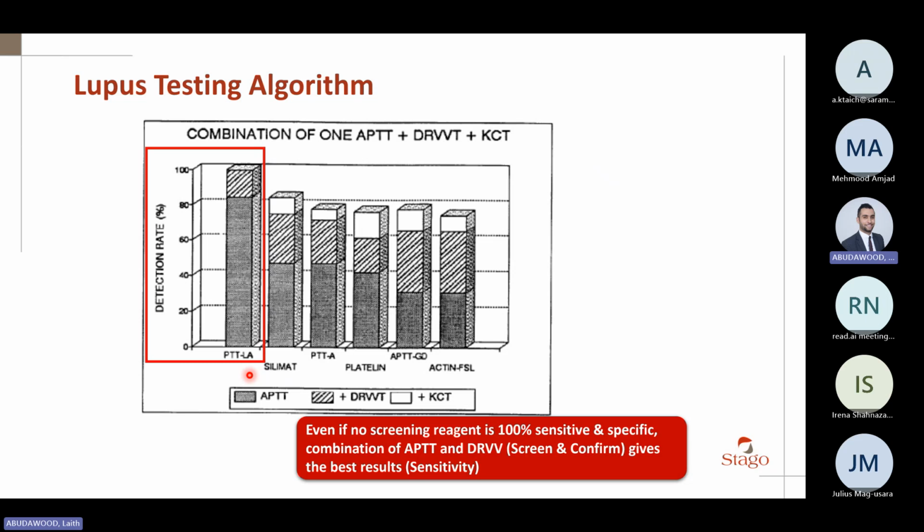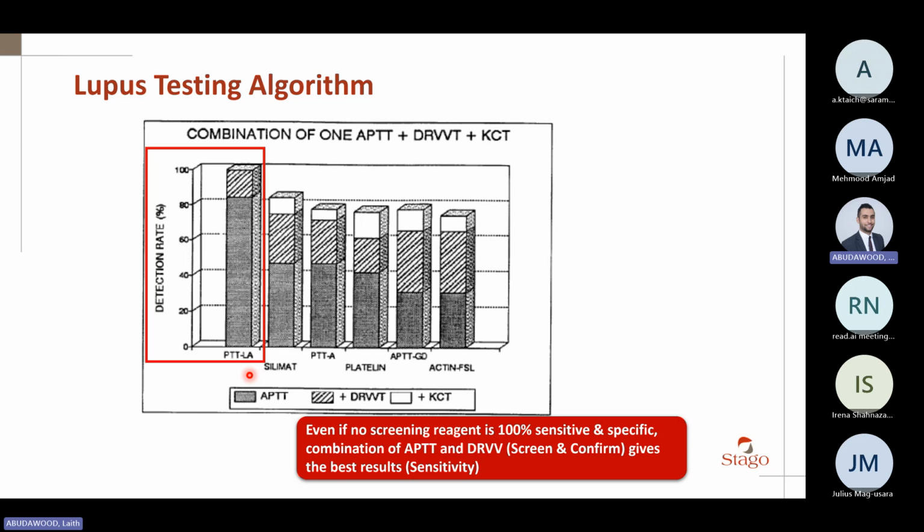And the most recommended ones are APTT with silica activator. So for example, this is the case of our PTTLA and our staclot-LA. The activator is silica. And the second type of assay will be DRVV-based assays. We discussed those last time. I will not repeat them again here. So the point is, the user should ideally use both assays.